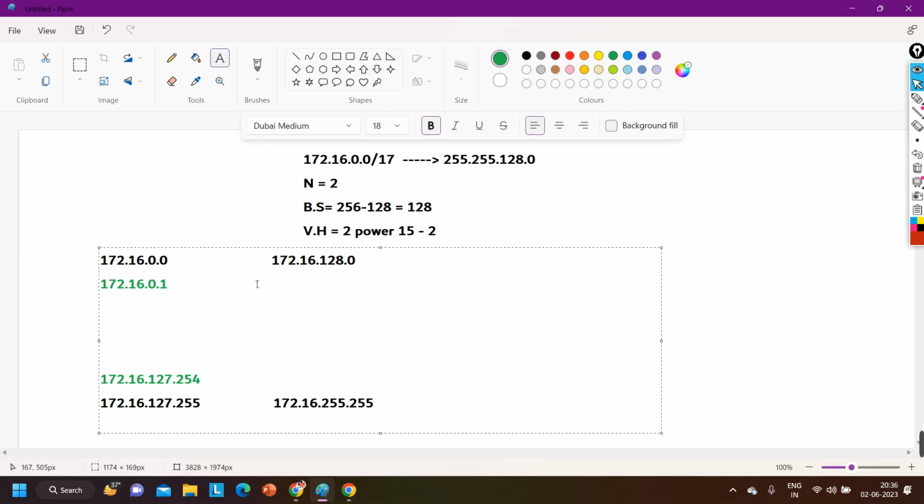First valid IP address of this network will be 172.16.128.1, and the last valid IP address of this network will be 172.16.255.254. Yes. Guys, this is subnetting.